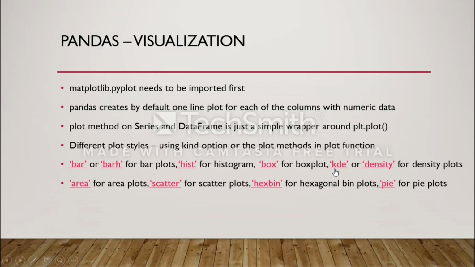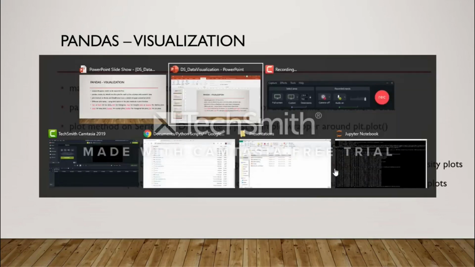There are different plot styles. As with matplotlib, I can either use the plot method directly with different kind options, or use the specific plot methods. It is similar here as well. There are different types of plots that we can draw: bar or barh for bar plots, hist for histogram, box for box plots, kde or density for density plots, area for area plots, scatter for scatter plots, hexbin for hexagonal bin plots, and pie for pie plots. So this is almost similar to matplotlib. Let us check in Jupyter Notebook. I will move to Jupyter Notebook now.